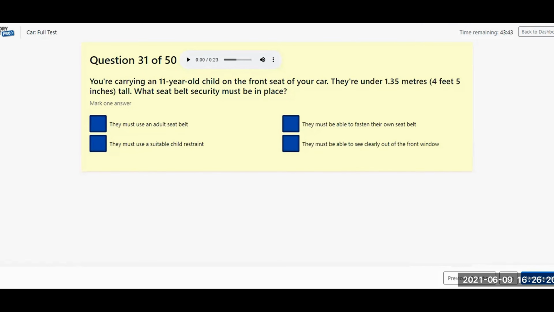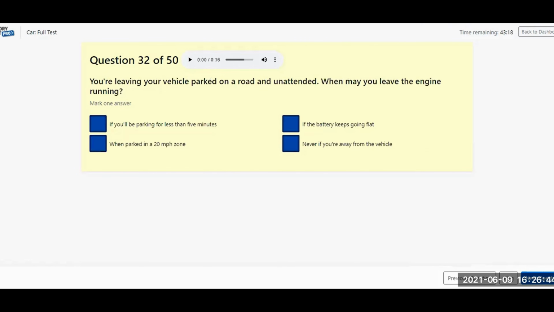You are carrying an 11-year-old child on the front seat of your car. They are under 1.35 meters. Then what seat belt security must be in place? Again, this child is old enough, adult enough, that they must be wearing the seat belt properly. So they must use a suitable child restraint, and the driver is responsible.